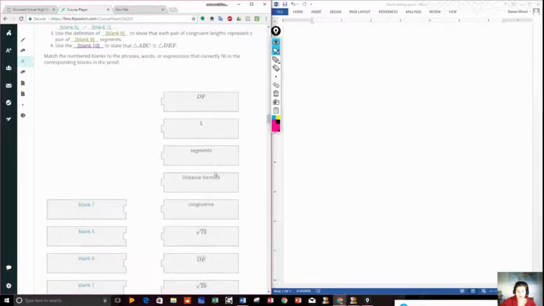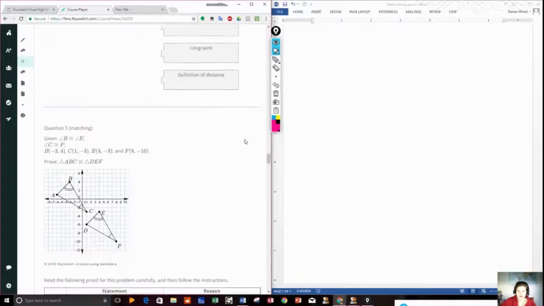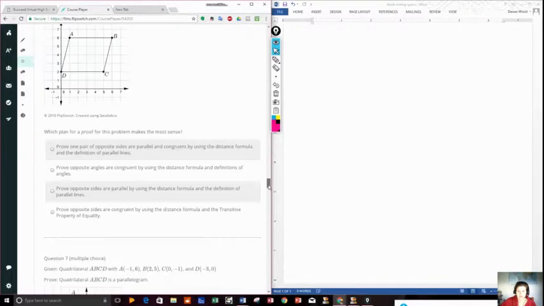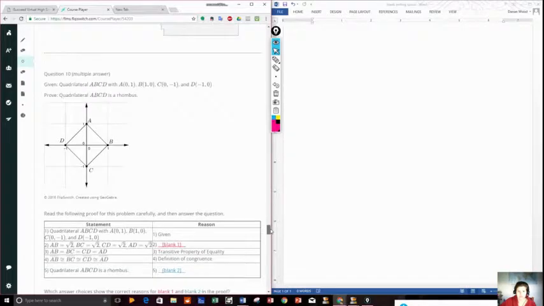Lesson 2's workbooks, we're going to start with question 10 and work our way backwards. Okay, question 10, quadrilateral ABCD with A at 0, 1, B at 1, 0, C at 0, -1, and D at -1, 0. Prove quadrilateral ABCD is a rhombus.